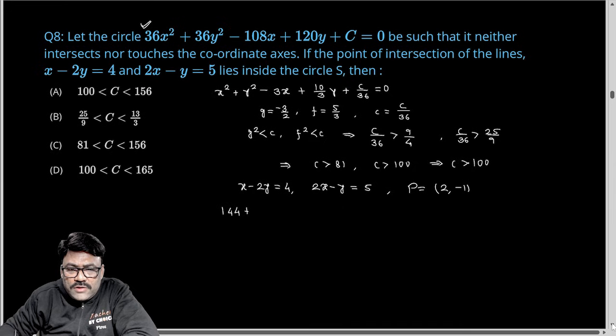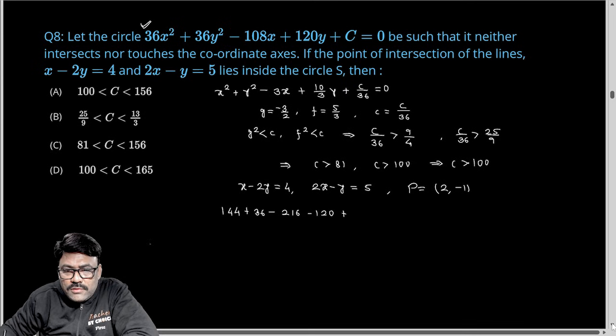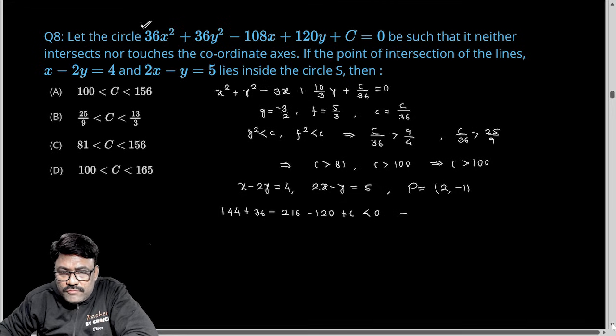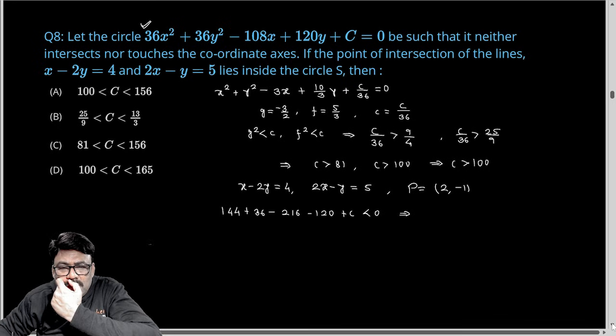36 into 1, 36. 108 into 2, 216. 120 into minus 1, minus 120 plus C. It must be less than 0. So you are getting what? 144 and 36. 144 and 36 is what? It is 180. 180 minus 120 is 60.